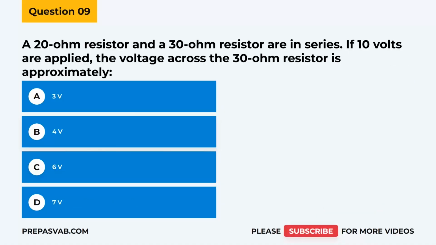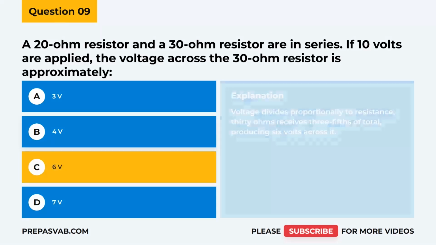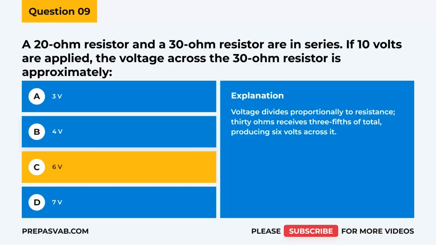Question 9. A 20-ohm resistor and a 30-ohm resistor are in series. If 10 volts are applied, the voltage across the 30-ohm resistor is approximately A. 3 volts, B. 4 volts, C. 6 volts, D. 7 volts. The correct answer is C. 6V. Voltage divides proportionally to resistance. 30 ohms receives 3/5 of total, producing 6 volts across it.